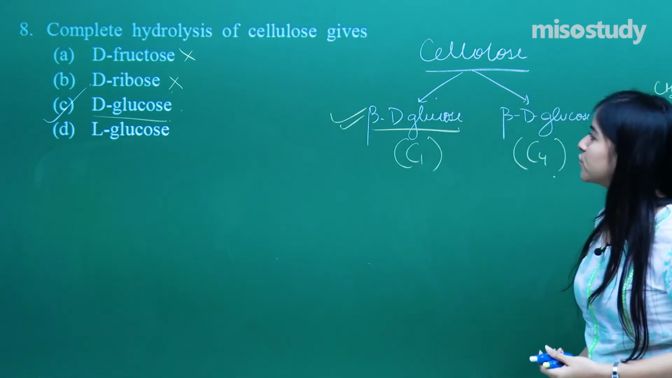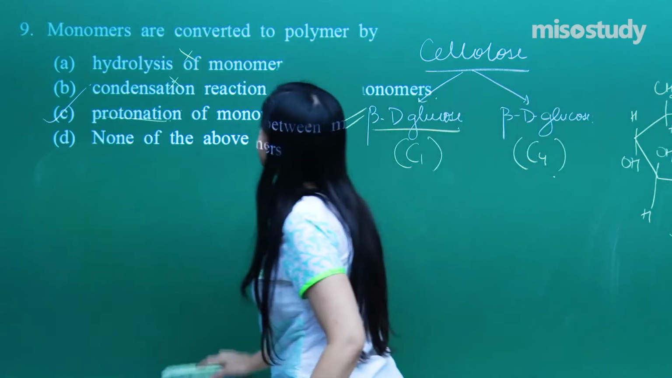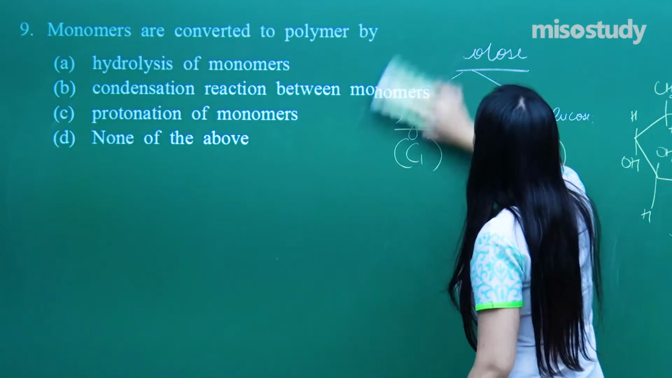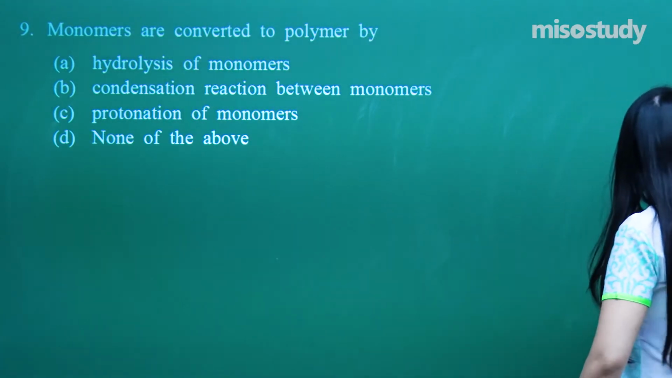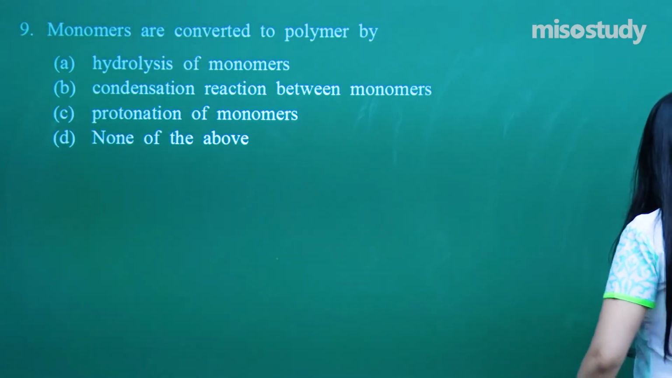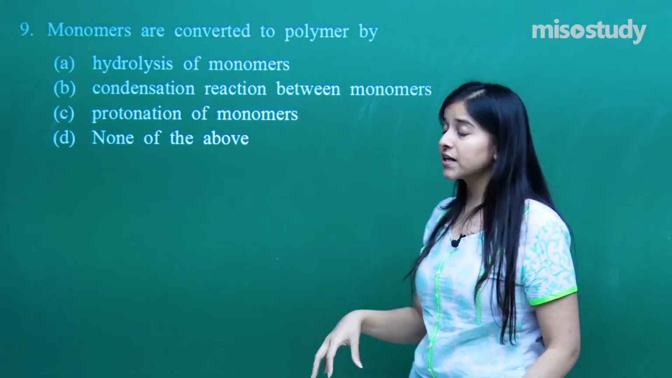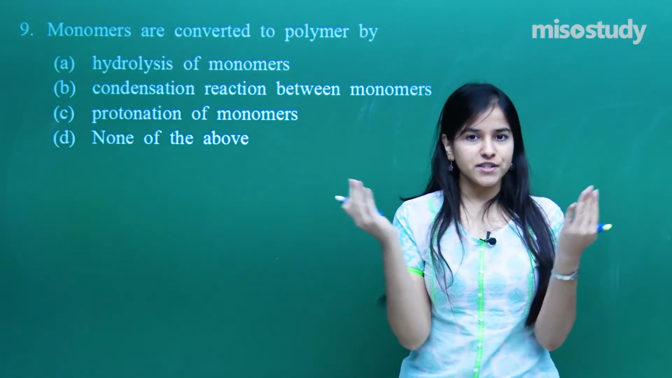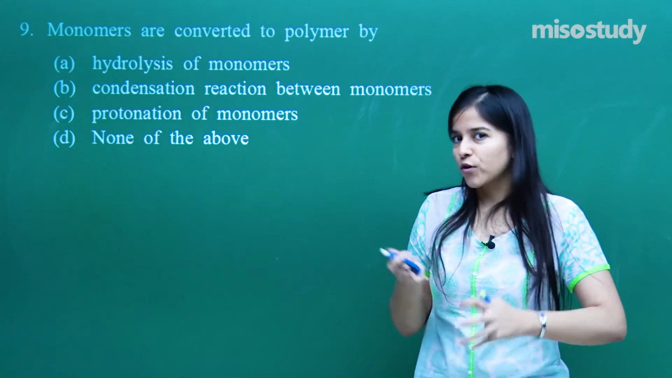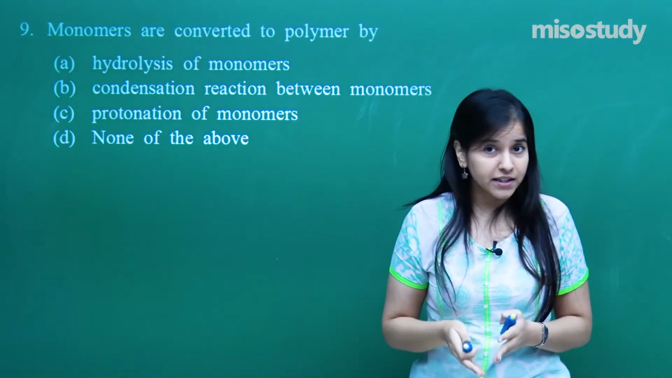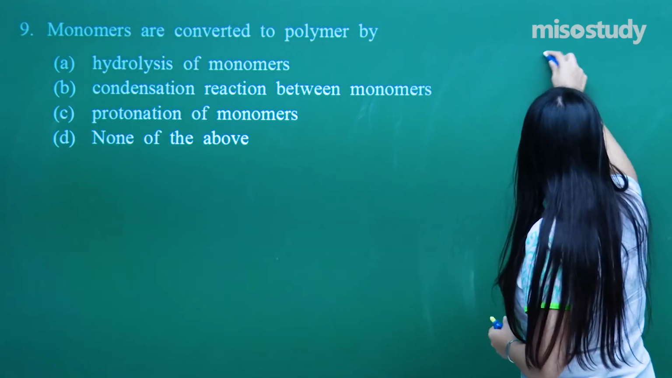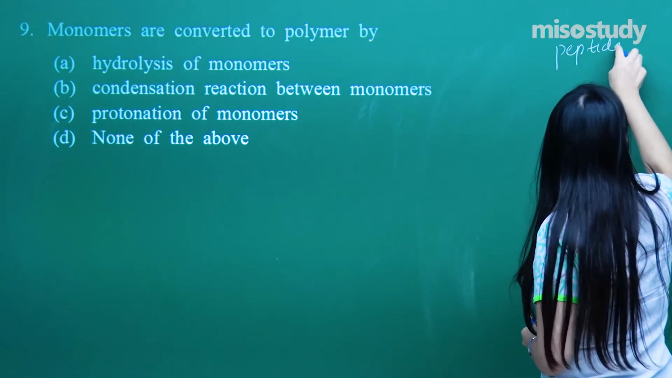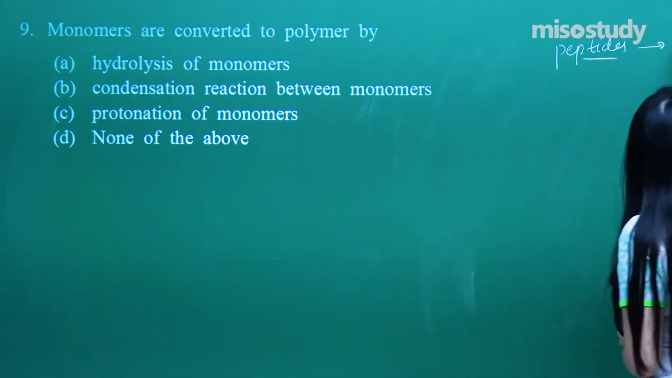So let's just move on to the second last question. What do we have? Okay. Monomers are converted to a polymer by. So the question actually resembles the chapter on polymers, but still it has a meaning in this chapter as well. So the monomer is always converted into a polymer. What kind of a monomer and what kind of a polymer we are dealing with here in the biomolecules chapter is the peptide linkages, or we can say the peptides are converted into polypeptides.